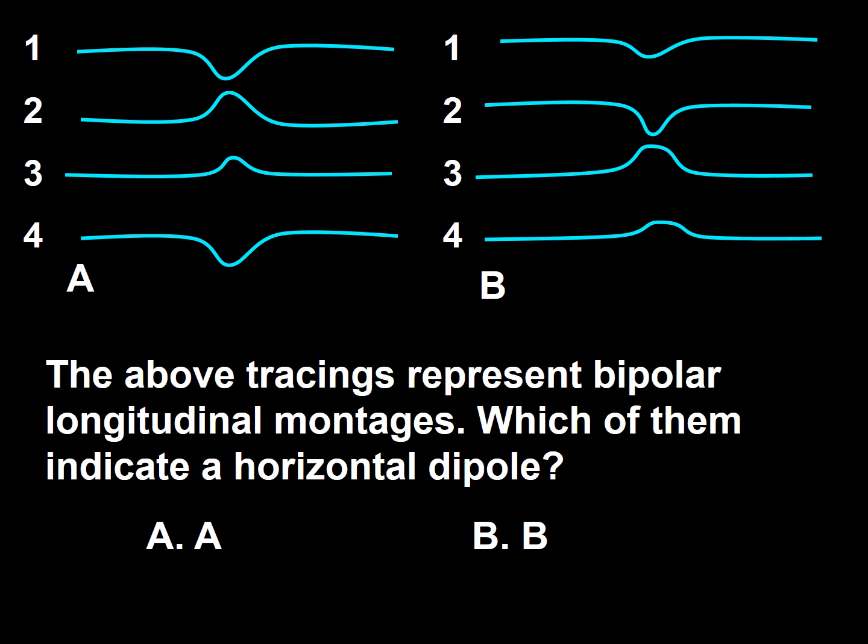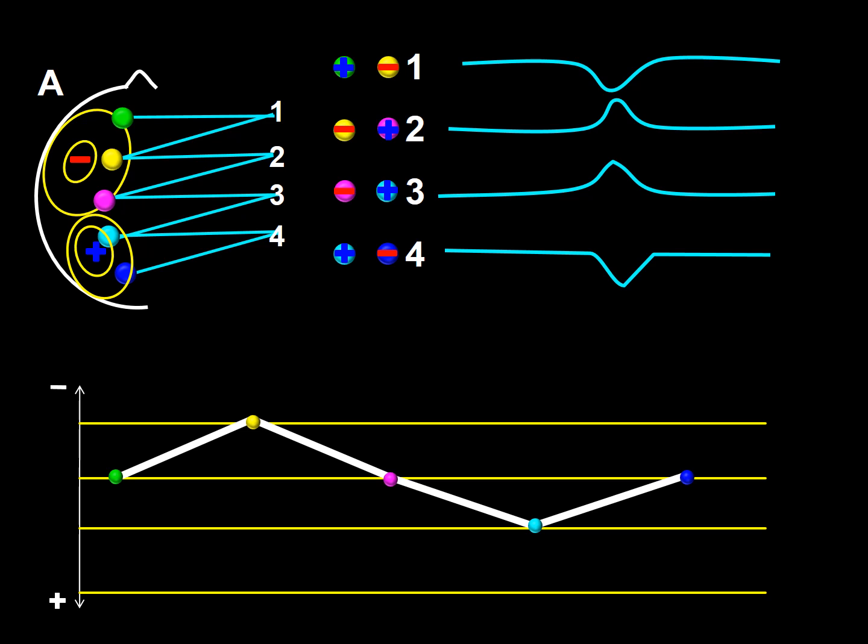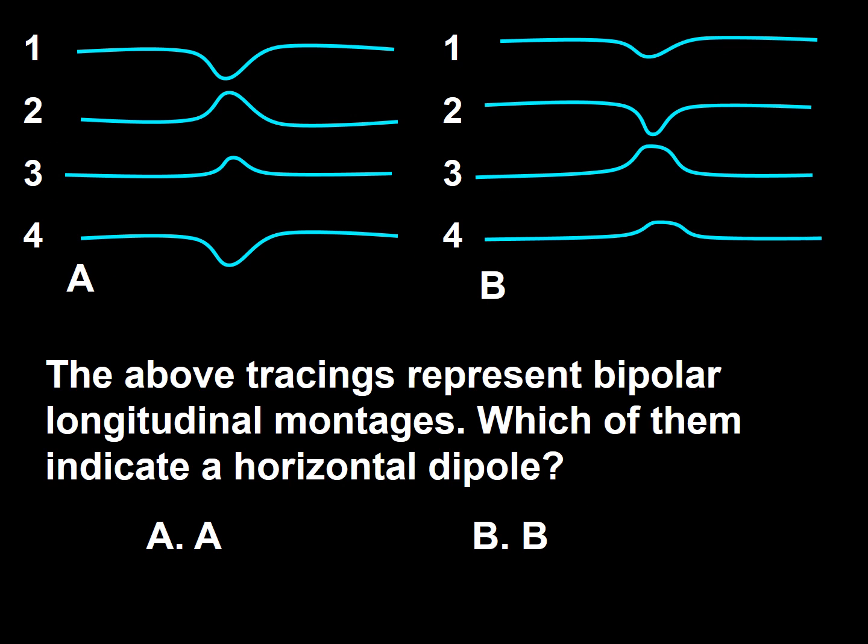The above tracings represent bipolar longitudinal montages. Which of them indicate a horizontal dipole, A or B? This frame has an isopotential map, a tracing, and a voltage graph corresponding with option A. This new frame has similar elements corresponding to option B. Please take a moment to think about this and then go ahead and answer the question. The answer to this question is A.